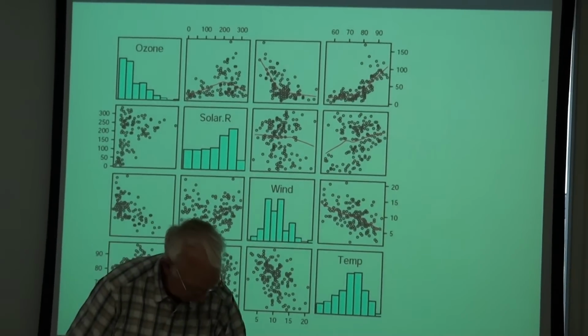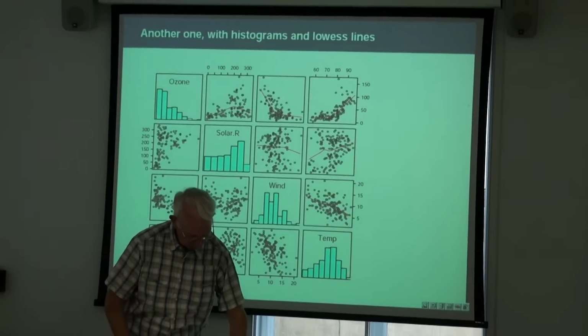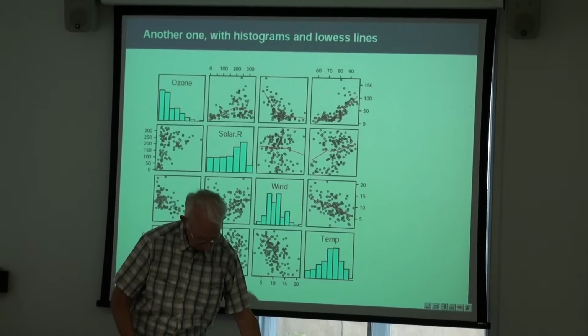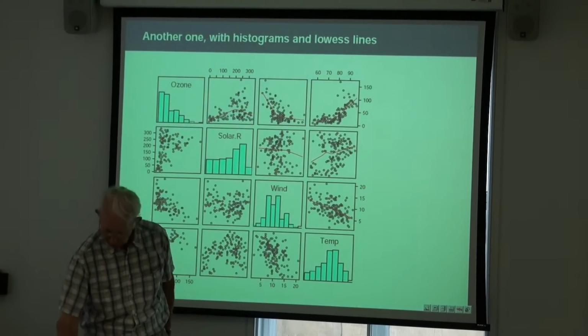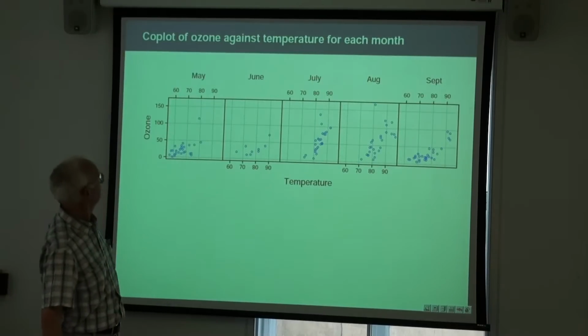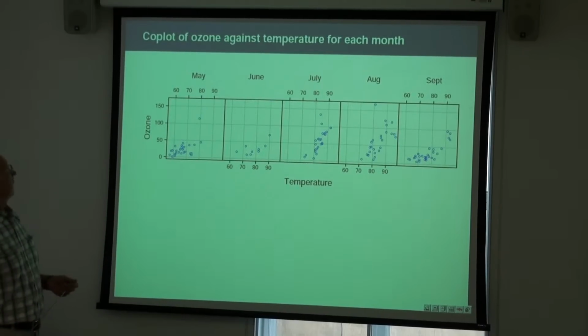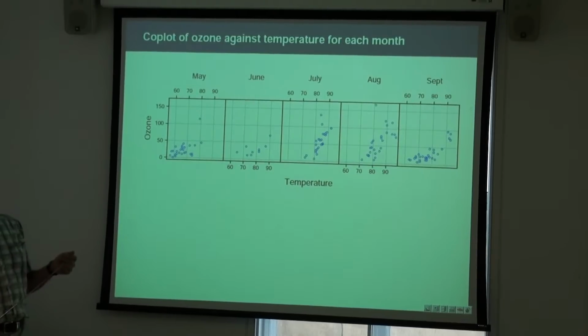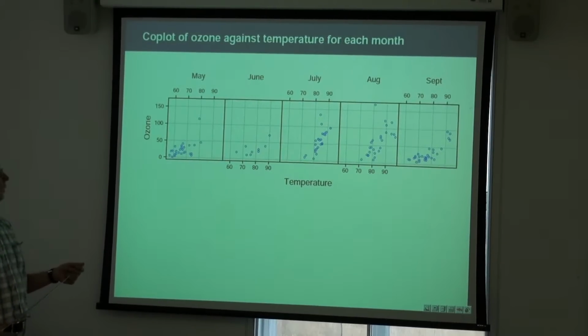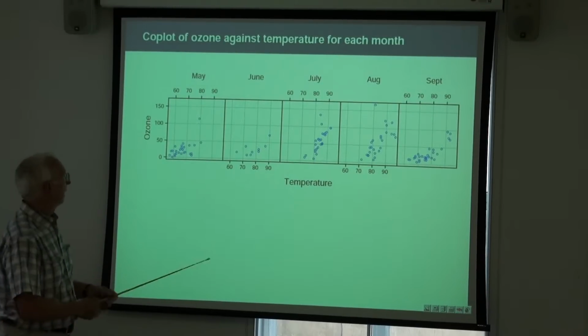What else do we want to talk about? What's the time scale here? Do you want me to? I might show you a couple of co-plots, and then you can ask questions about things. Here's a co-plot of the ozone against temperature for each month. So I've started up a bit from the default one in R, but it's essentially that.